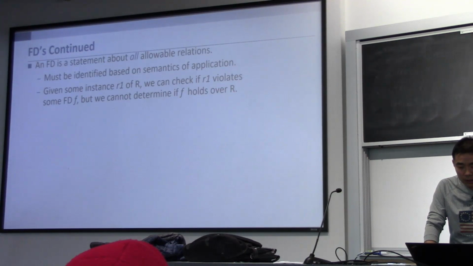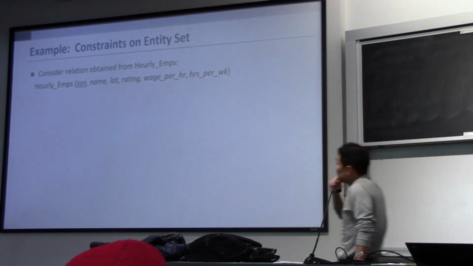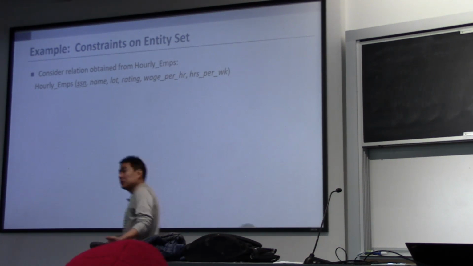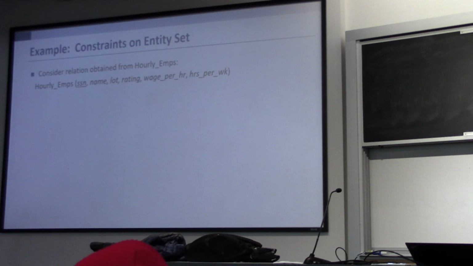So let's look at a special example. Suppose I have this employee, hourly employee table. We saw this before, right? In the ER discussion, where we have SSN, name, lot, rating, wage per hour, hours per week. Because the hourly employee, I want to remember the key of each employee record, which is the social security number. I also want to know the name, the lot. Let's say suppose that's the parking lot for this employee, right? I assign a particular parking lot for this employee.